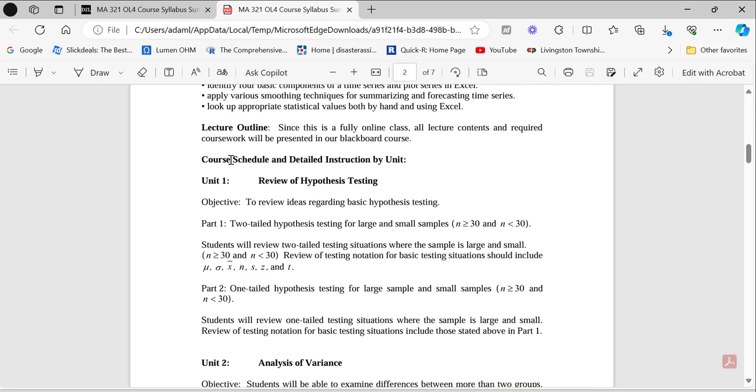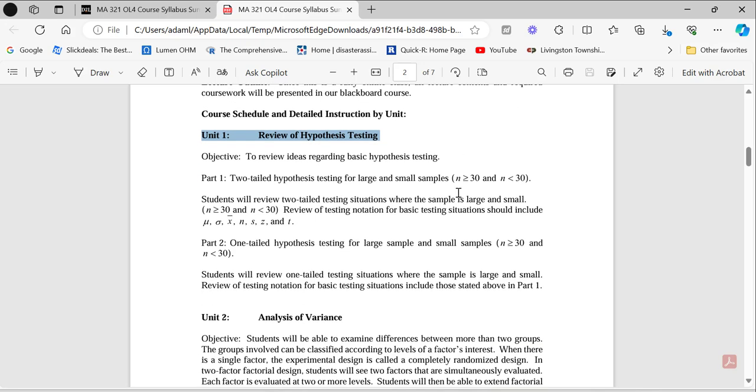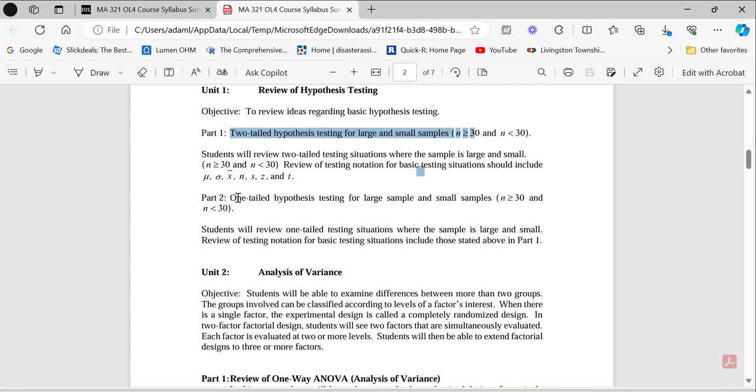So basically, for the major topics, Unit 1 is a review of hypothesis testing. I already posted PowerPoint and lecture videos for that. I'm going to guide you through this shortly. So basically, you're going to learn how to do two-tail hypothesis testing for large and small samples, and one-tail hypothesis testing for large and small samples.